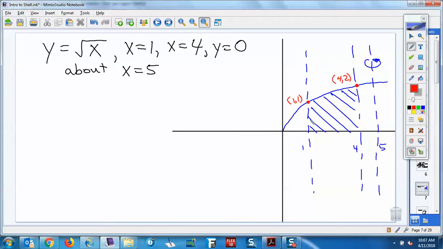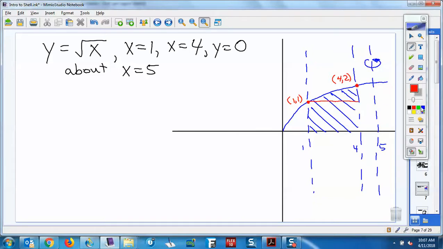But why haven't I drawn any strips? What's the problem on this one? Not really a problem, but added work. With horizontal strips, it doesn't ever contact the line. So you have to do what? You have to separate this into two problems. We're going to have to separate this into two, right here.